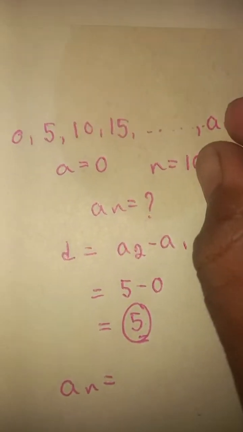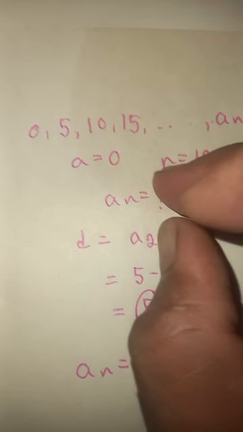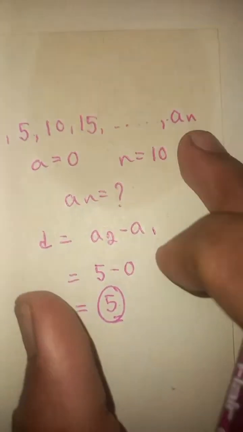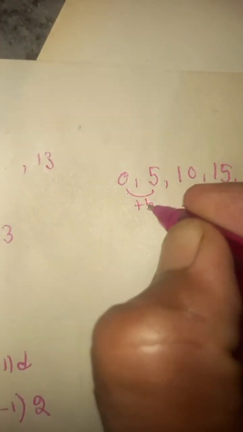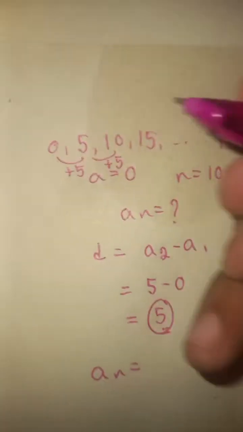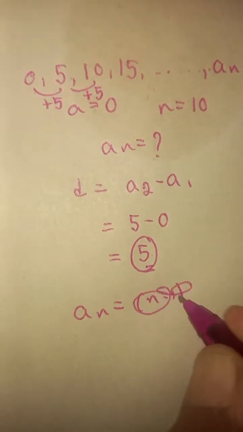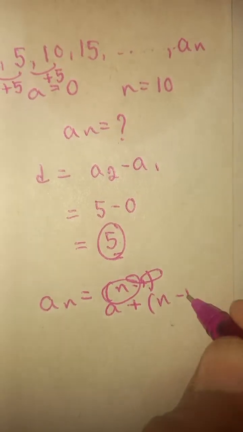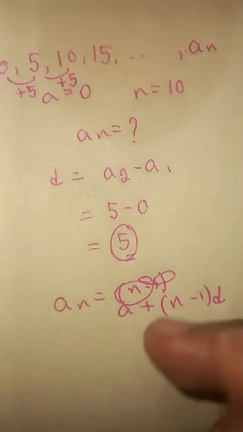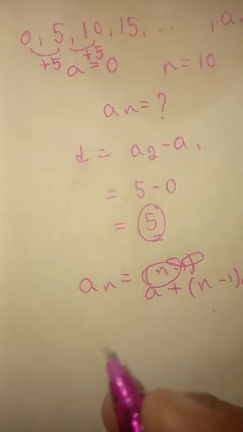You need to find what an is. An means the nth term. To find the nth term, you take the first term and then n minus 1 times the common difference. It is the 10th term, so you need to add the difference 9 times. Here the difference is 5, so you are adding 5, 5, 5, like this. Why n minus 1? Because a plus n minus 1 times d means you are adding 1 less than the final term.